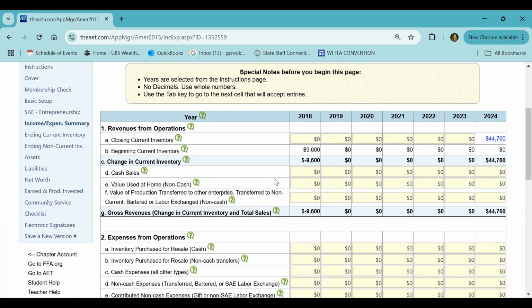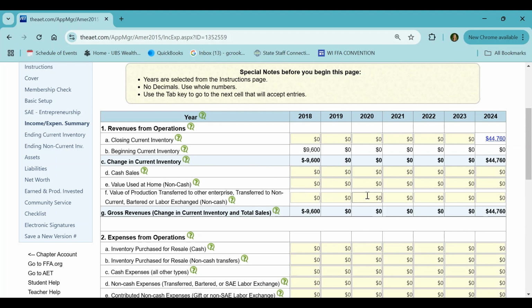So it should look something like this. Your beginning current inventory comes from the basic setup page. Your closing current inventory comes from the ending current inventory page. So these numbers are the only ones that will pop up on the screen. You need to fill in the rest.